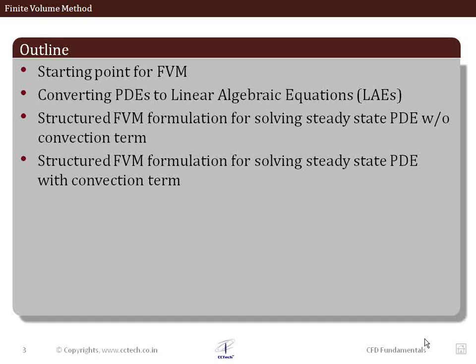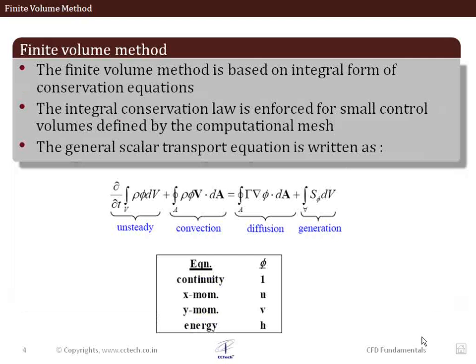So we're going to see how the finite volume method does this, and we're going to look specifically at two examples of transport equations: one without the convection term, which means it has only the diffusion and the source term, and the other having both convection and diffusion terms. In both cases I'll be considering the steady state form of the transport equation. We'll start off with a one-dimensional equation and then move on to see how it can be applied to a two-dimensional or three-dimensional case.